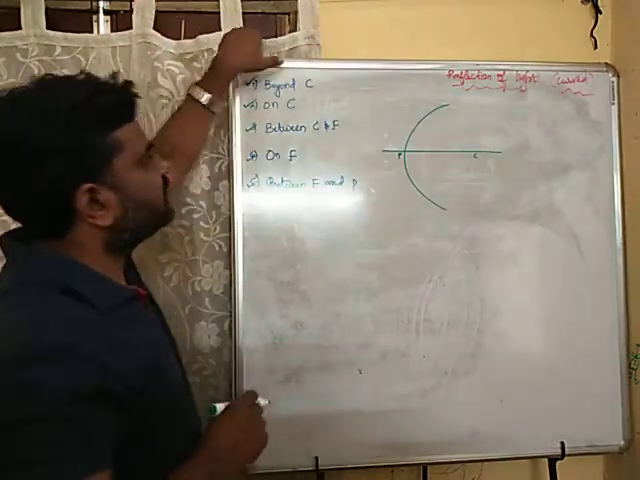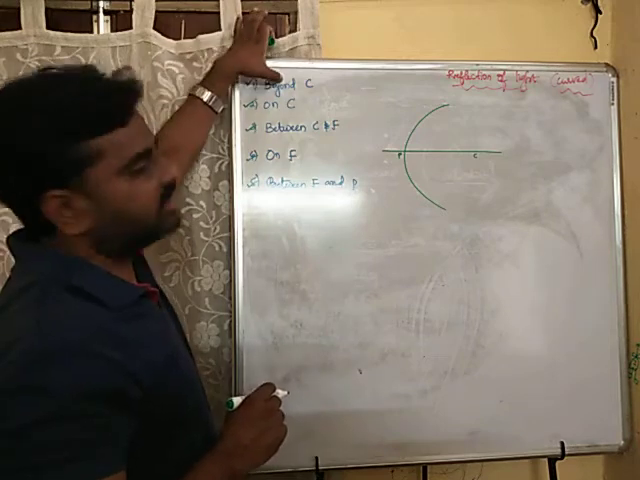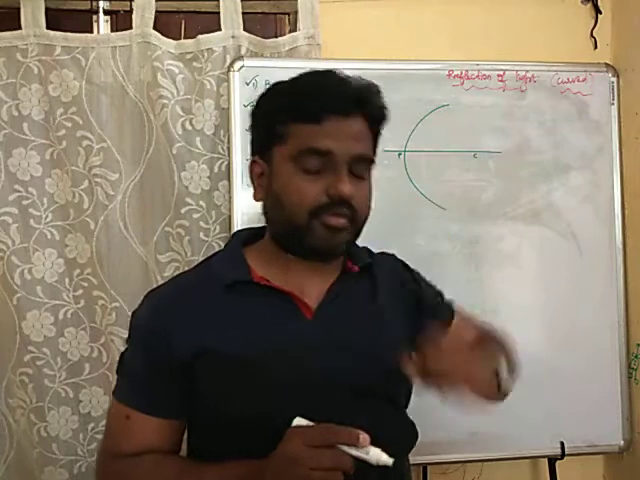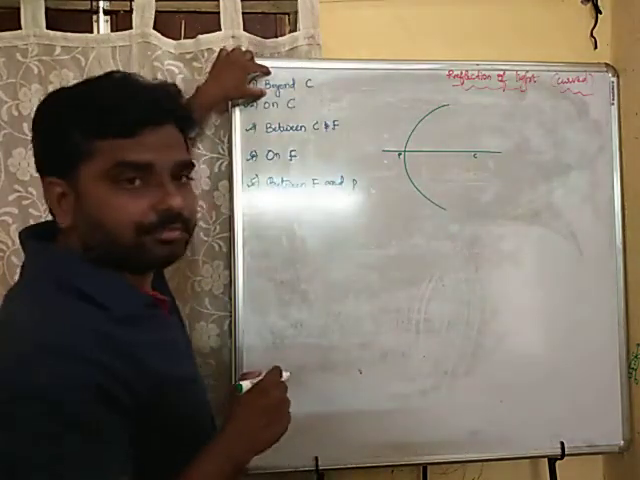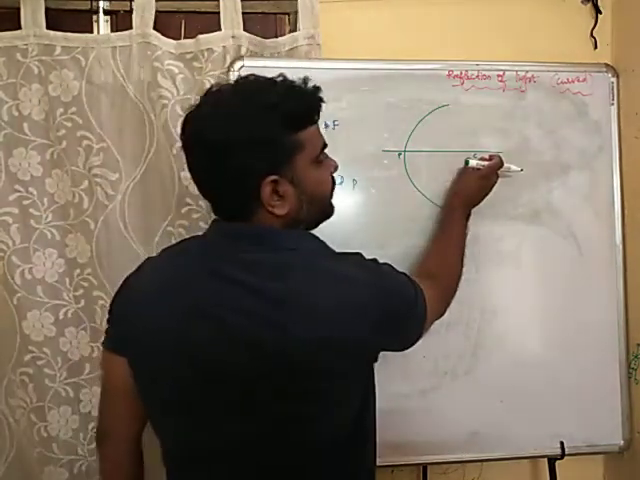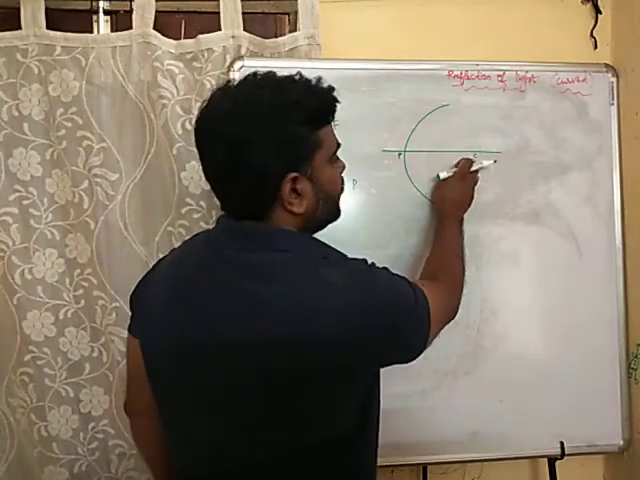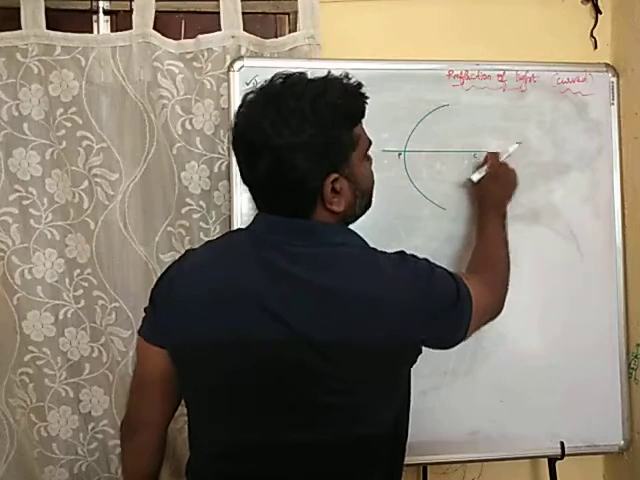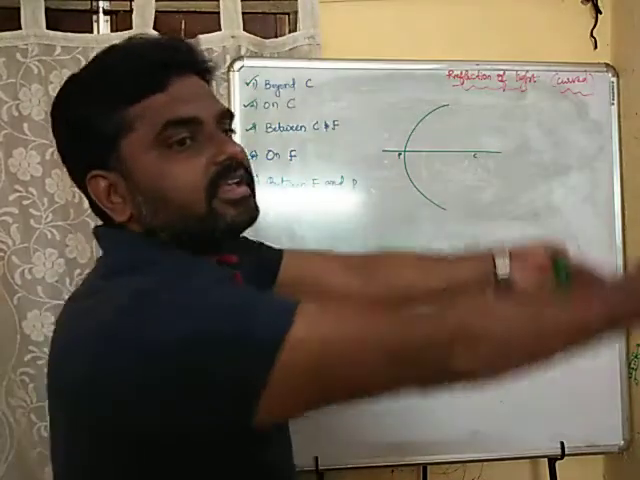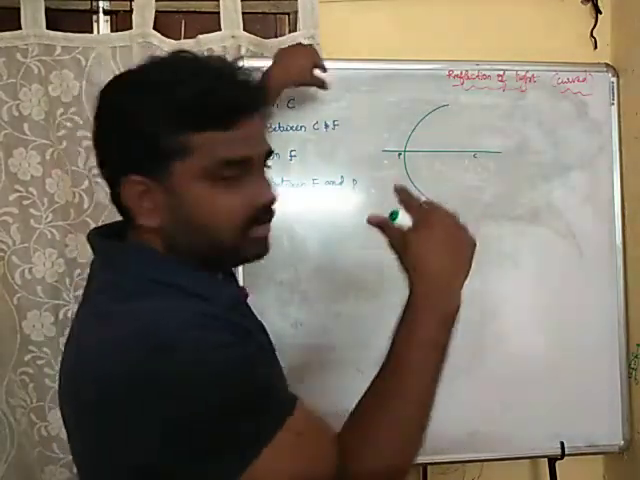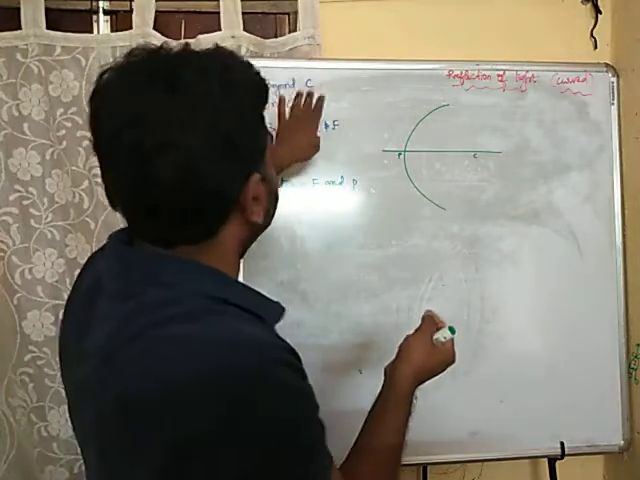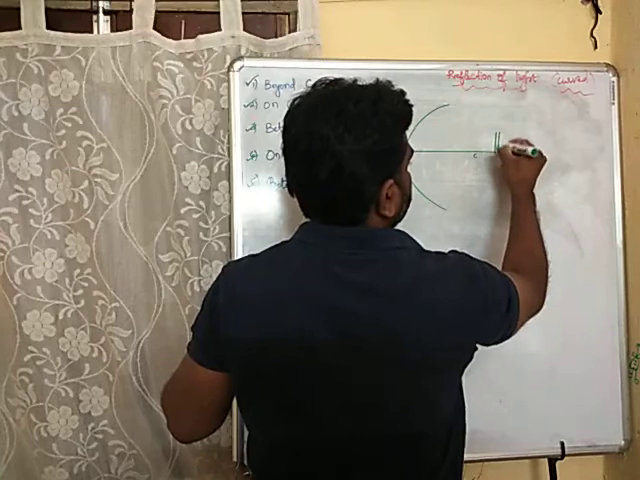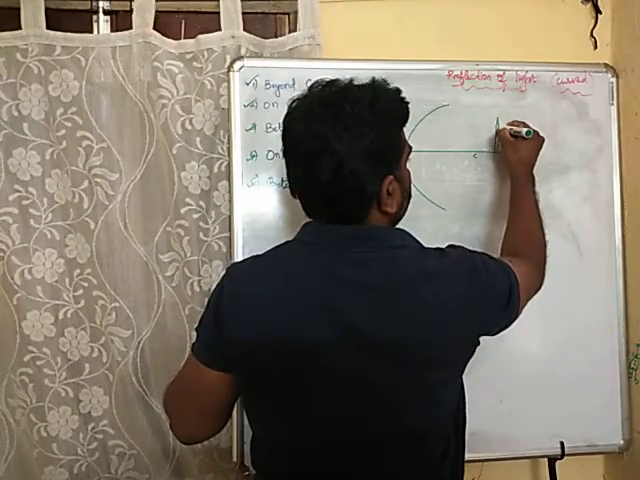Now the first position is where the object is to be kept. The first one is beyond C. Beyond C means not on C, but in front of C, somewhere else apart from these points. If we keep the candle or whatever object there, it is said to be beyond C. Assume that this is beyond C.